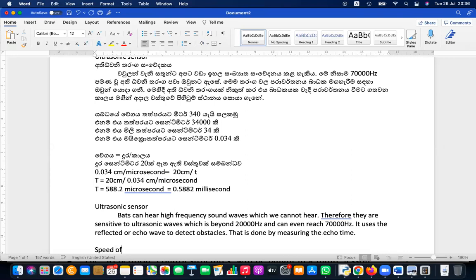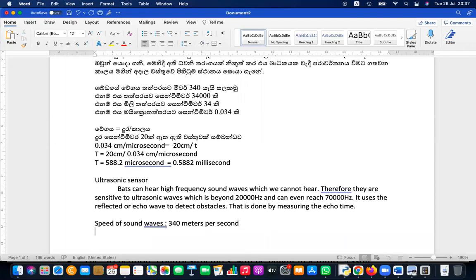Speed of sound wave. So we measure that as 340 meters per second. So you can write that as, which is equal to 34,000 centimeters, because 100 centimeters is 1 meter. So you multiply by 100, so you'll get 34,000 centimeters per second.